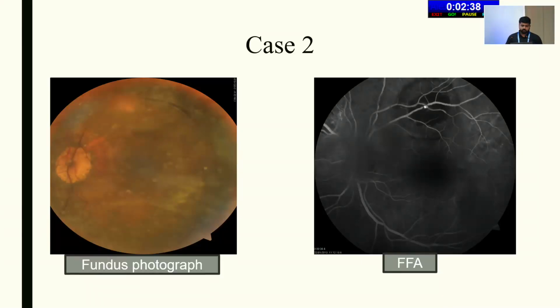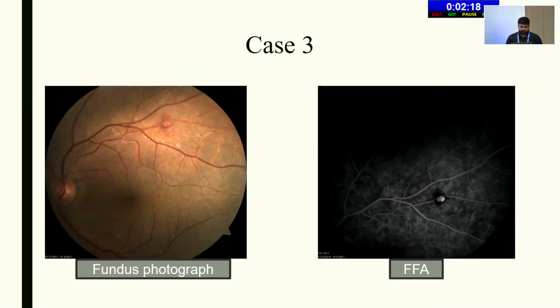Actually, the patient had presented with vitreous hemorrhage, and upon resolving of the hemorrhage we could get this fundus image. Again there is a supratemporal arteriole involvement, mainly at the crossing point, and in the fluorescein angiography we were able to see the dilated vessel. And this is case 3.